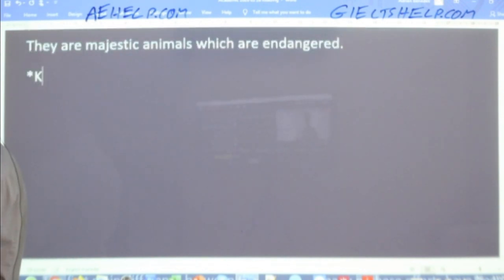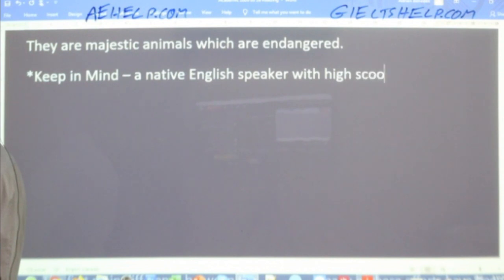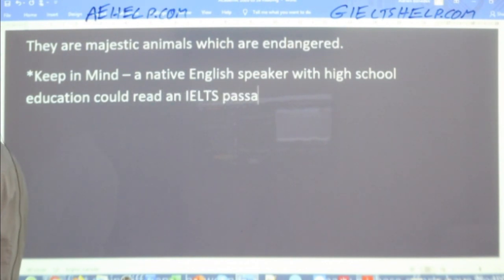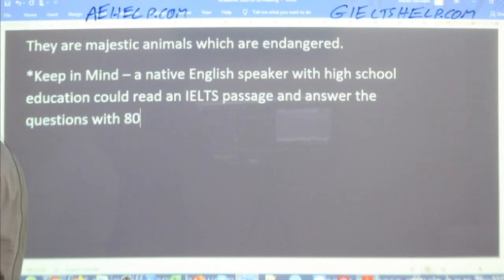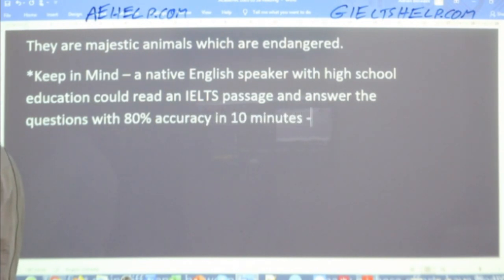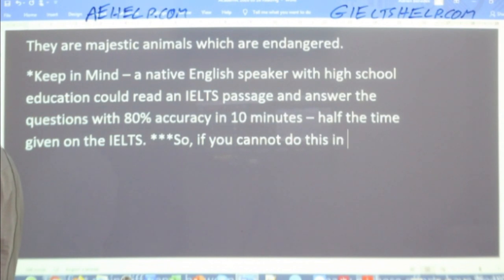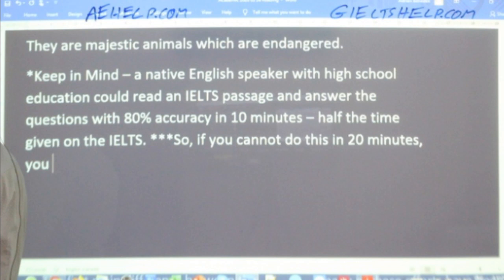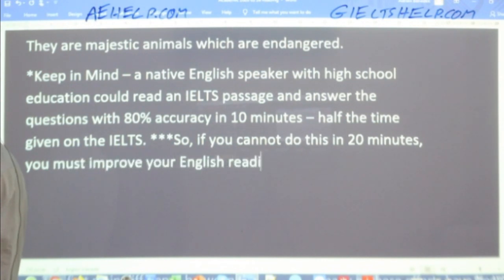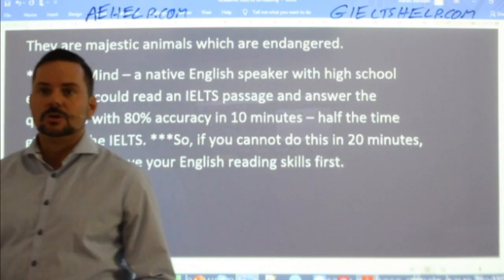Okay, so this is a keep in mind. A native English speaker with high school education could read an IELTS passage and answer the questions with 80% accuracy. We tested this, so it's a fact, with 80% accuracy in 10 minutes. Half the time given on the IELTS. So why is that important? If you cannot do this in 20 minutes, you must improve your English reading skills first. Okay, that's my tip to you. All right, very, very important.